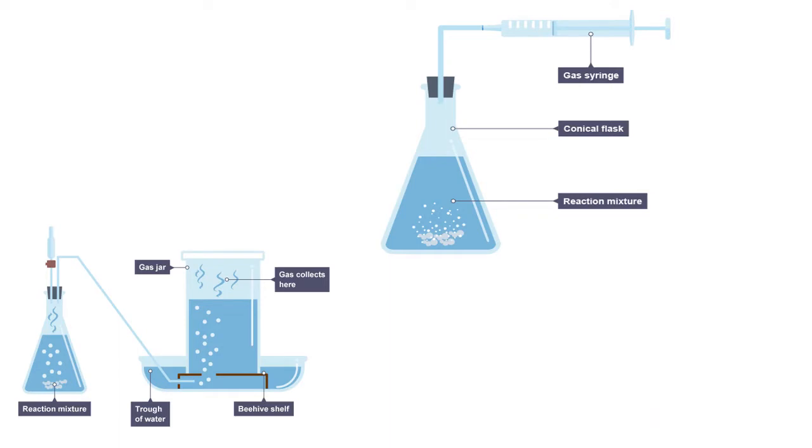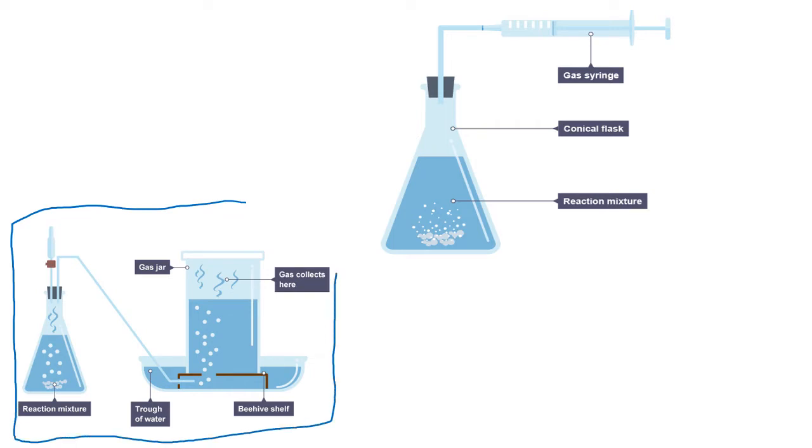Okay, so just want to quickly go over this. This one is what we did last week. We added some acid and marble chips together last Thursday. The gas that was collected came down this tube, it came up here, and we were able to read a measurement here. The other way of doing it is a gas syringe.